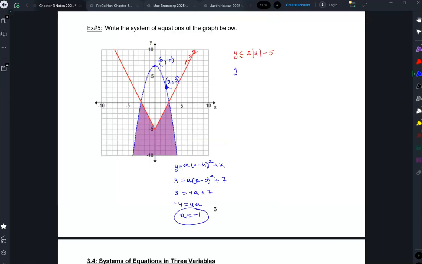So it's going to be y. Okay, what's the symbol going to be? What's the inequality? Less than. Okay, and then it's going to be y equals a, which is negative 1, x squared plus 7, like this. All right, so that's the equation. That's the system of inequalities. Okay? Why do you lose the absolute? Right? Okay, questions?